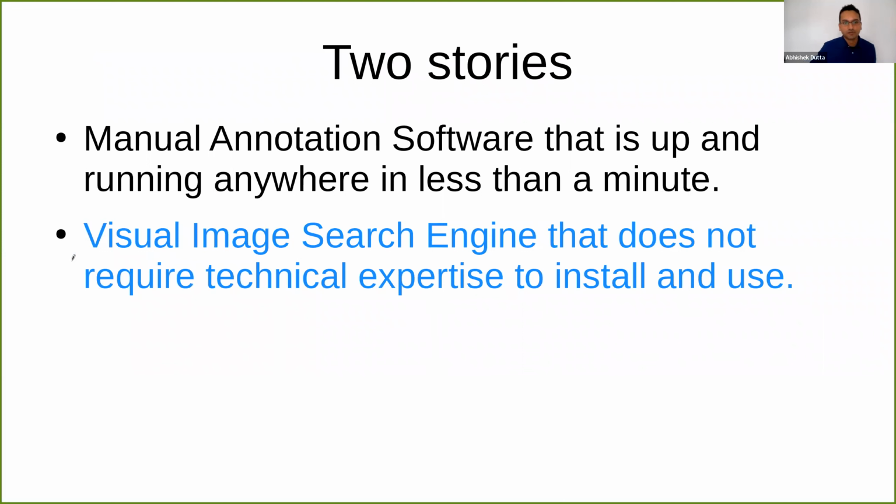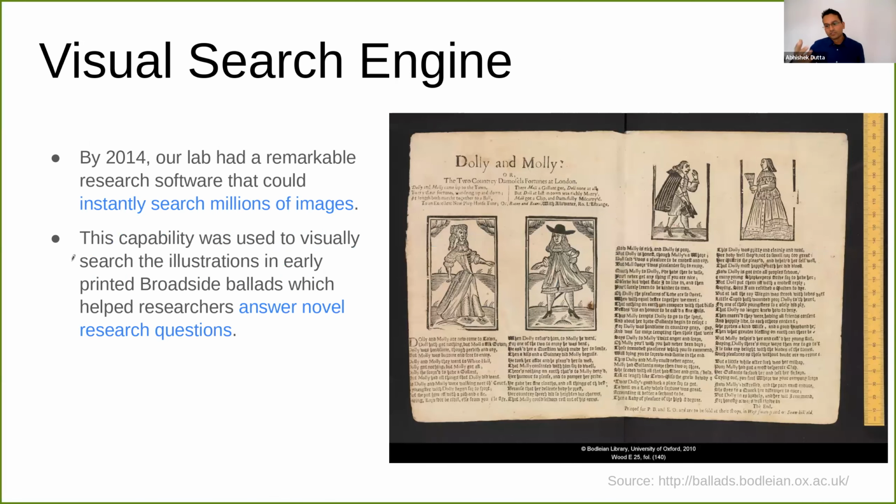So that was the first story about the nano annotation tool. Now let us move on to the second story about a visual image search engine that is so simple to use that anybody can use it. So the story goes like this.